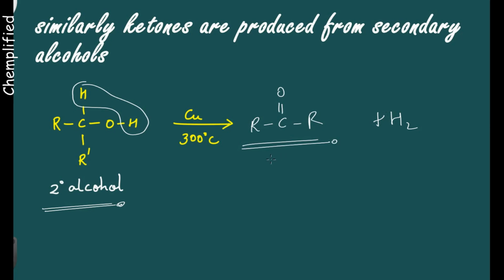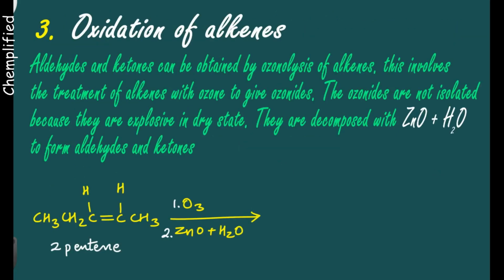That's how you go for the formation of ketone using primary alcohols by dehydrogenation of that primary alcohol. All right, let's move ahead. Now the third one is oxidation of alkenes. Now this is a different concept.